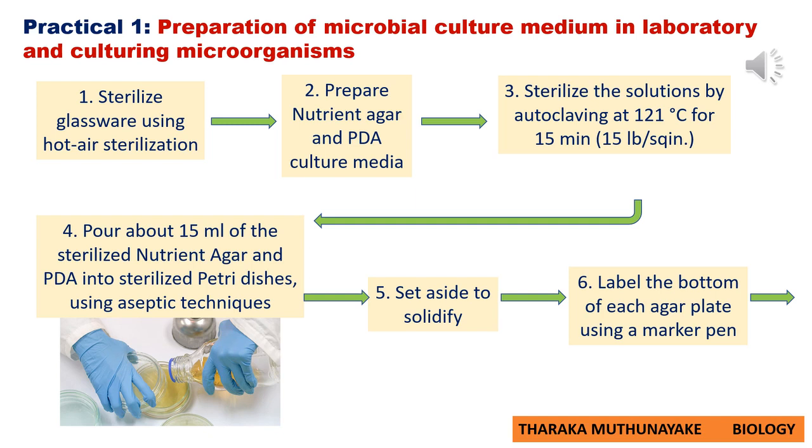Okay, then after sterilizing culture media, we can pour those culture media into separate containers. Here in the next step it is said, pour about 15 milliliters of the sterilized nutrient agar and potato dextrose agar into sterilized petri dishes using aseptic techniques. Aseptic techniques means that when you are pouring this, you have to avoid contamination of these culture media by microorganisms found in the outer environment, in air, or on your body.